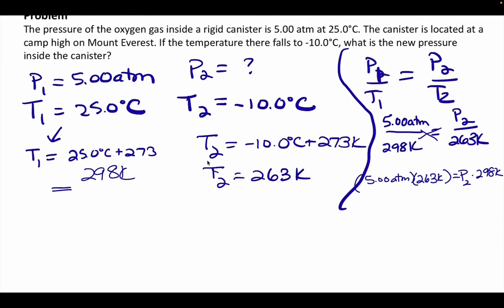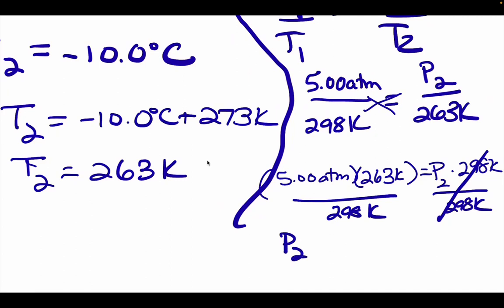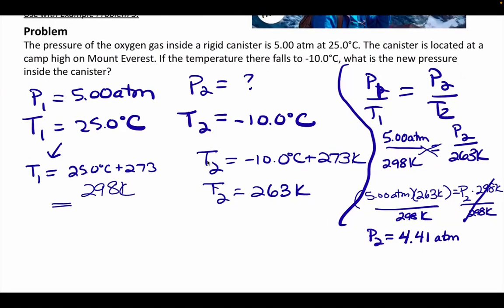Then I would divide both sides by 298 Kelvin. So those cancel, and P2 equals 5 times 263 divided by 298, which is 4.41 atm. My temperature went down, so my pressure should go down, and it did. It was at 5 and it dropped down to 4.41.